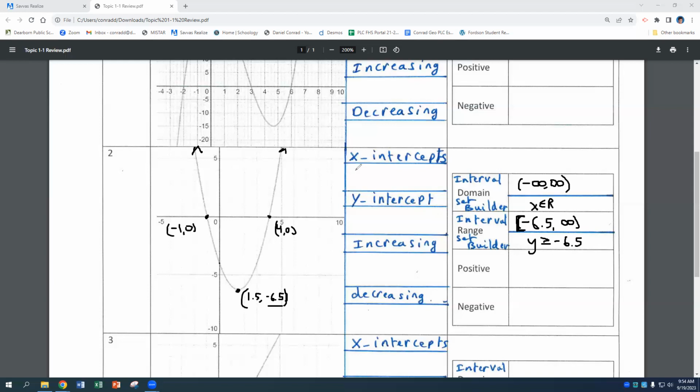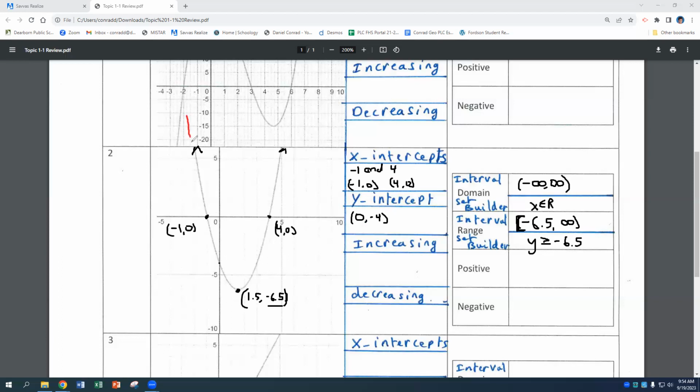X-intercepts, we already have them listed, -1 and 4, right? Or you could write it as -1, 0 and 4, 0. The y-intercept on here is going to be 0, -4. Right there, 0, -4.